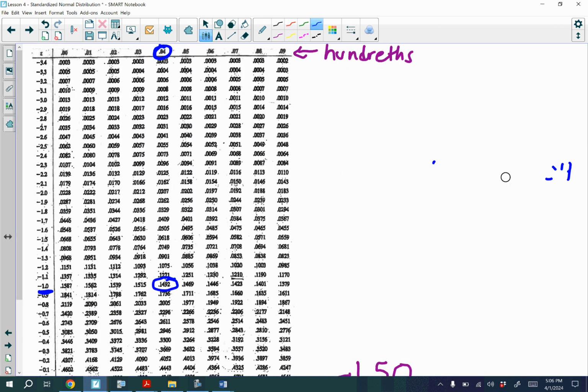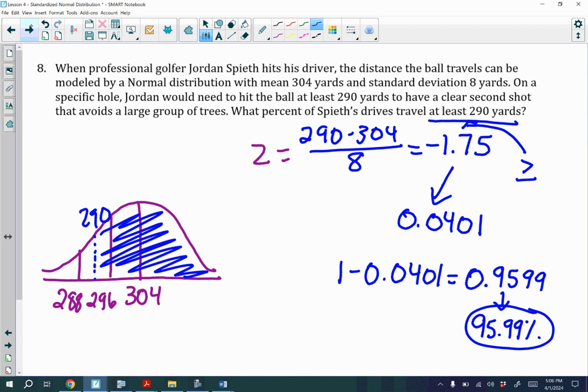So we're at negative 1.75. So in order to find that, I need to go to negative 1.7 and then my 0.05. And where they intersect is this value. So this is the area to the left, 0.0401. So in order to find the area to the right, I have to do 1 minus that value. That gave me 0.9599, and don't forget to change it to a percentage, 95.99%.